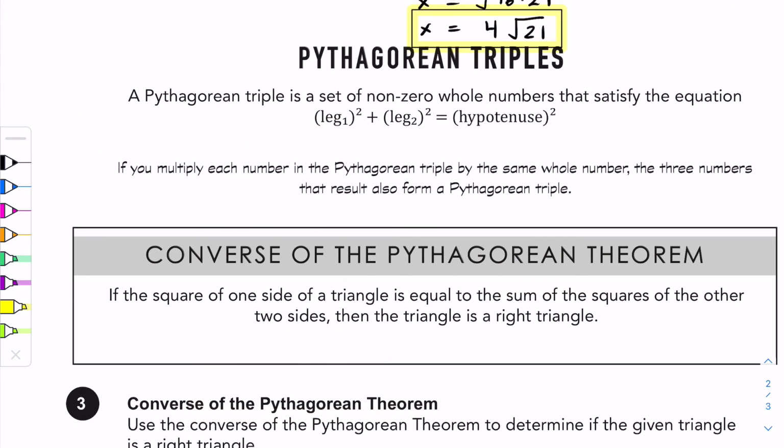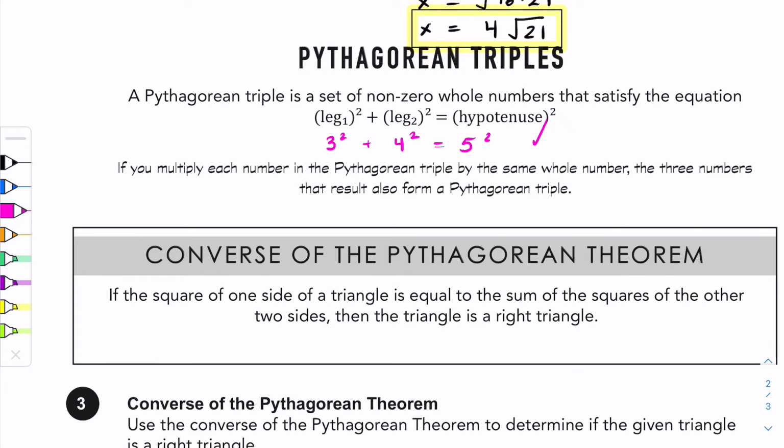Next, we have Pythagorean triples. So Pythagorean triples is a set of non-zero whole numbers that satisfy the equation of leg squared plus leg squared equals hypotenuse squared. So they're numbers that work out perfectly. For example, 3, 4, 5. So 3 squared plus 4 squared is equal to 5 squared works out perfectly. Okay, you don't end up with a square root that you had to simplify.